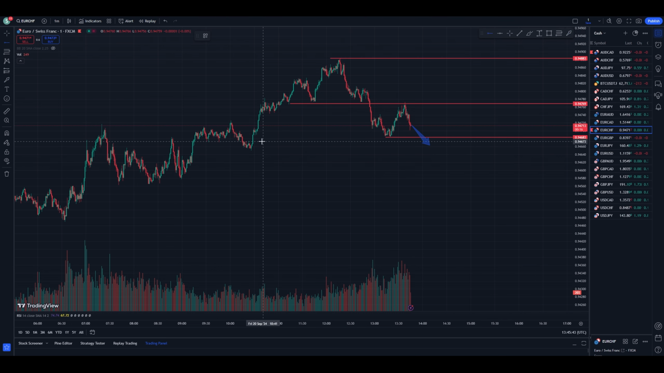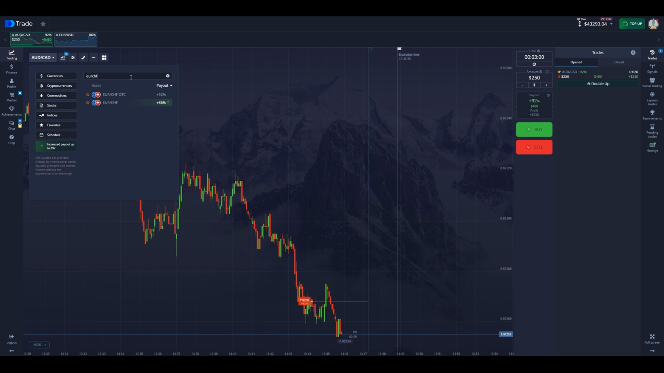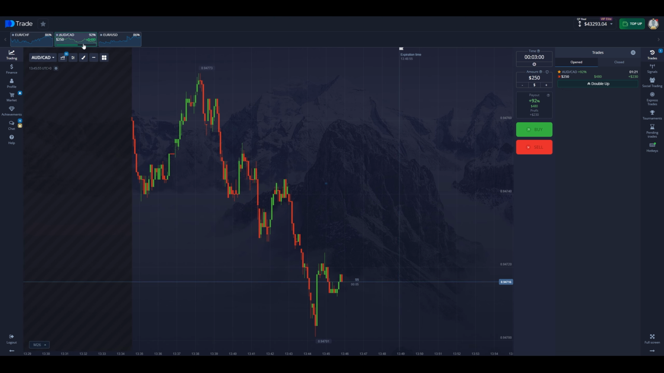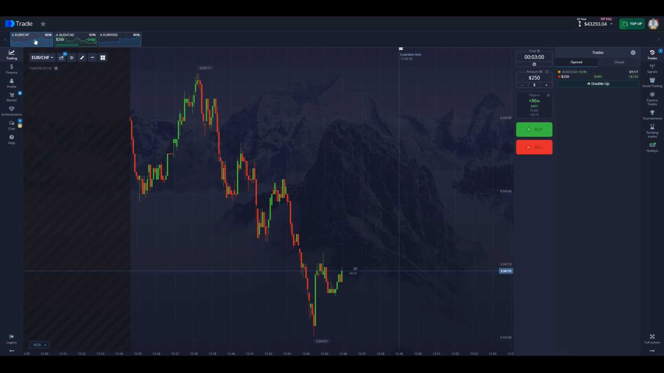Let's go to the broker's terminal and see what interesting options we have there. Perhaps we have a good payout percentage and we can trade here. I remind you that this is the Euro-Swiss franc and we have an 86% gain plus a great drop and nice beautiful corrections.